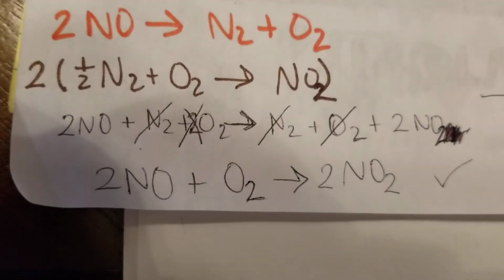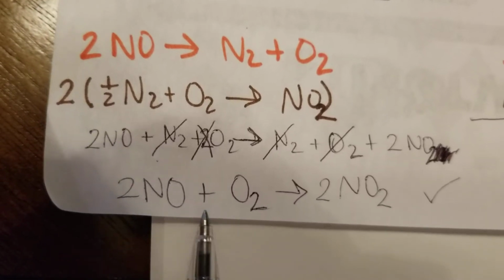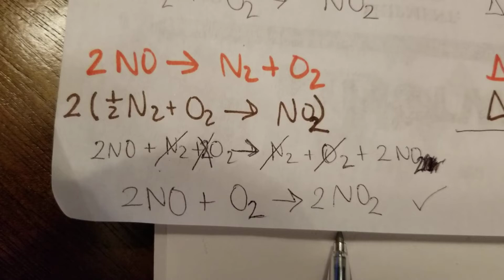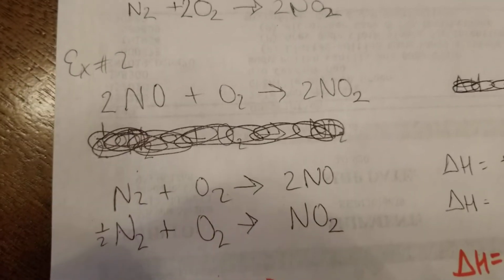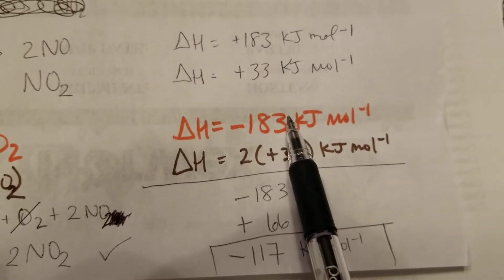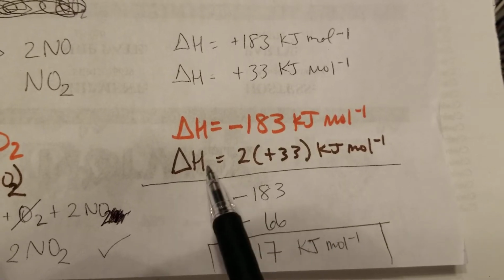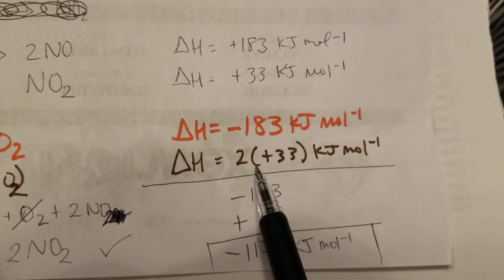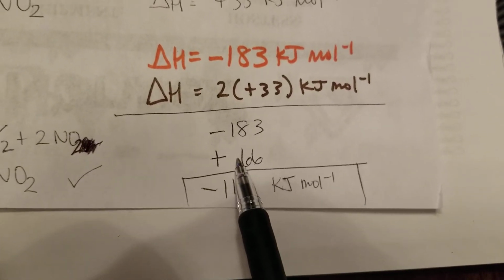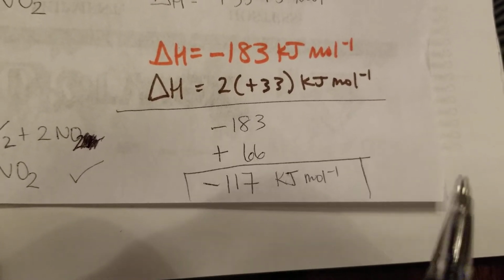So what does that leave me with? 2 NOs plus 1 O2 forms 2 NO2. And that's what I wanted up here. Two NOs plus O2 makes two NO2s. So now I take the delta H that I flipped to negative and the delta H that I multiplied by 2 to get positive 66 and put those together, and that gives me negative 117.